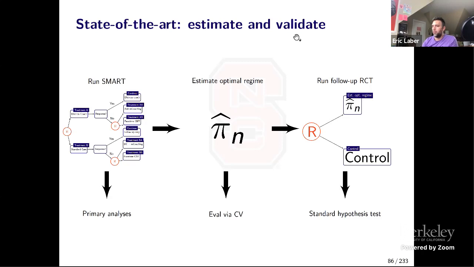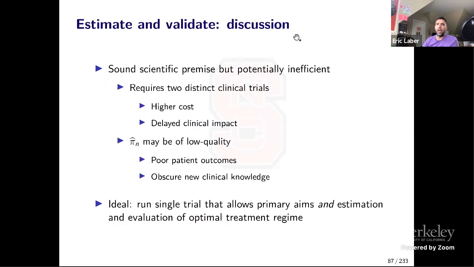This is sound scientifically in the sense that you're not using the same data twice, but it's potentially inefficient because you've now run two distinct clinical trials. And so there's higher costs, there's delayed clinical impact, because anyone who's run a trial before knows that it takes years and years to design and get it funded and then run it and then analyze the results and push the results out into the clinical literature and then finally ultimately into practice.